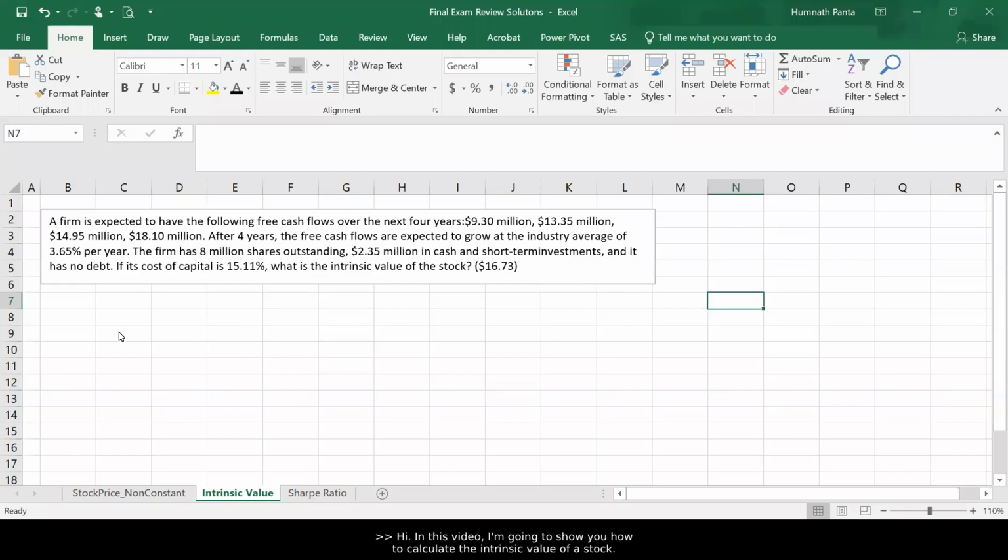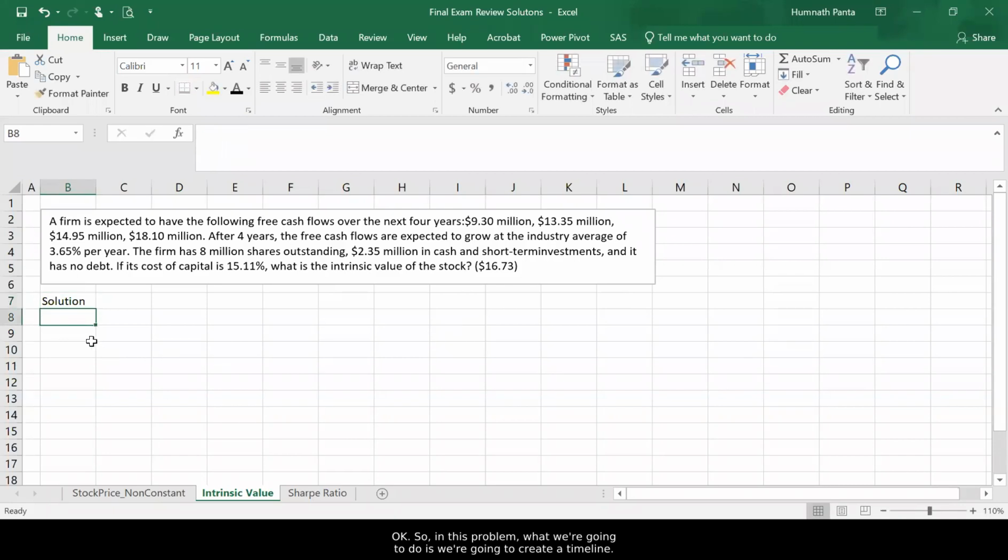Hi, in this video, I'm going to show you how to calculate the intrinsic value of a stock. This is a problem in which free cash flow is given, and you have the constant growth rate after certain years, and you have the cost of capital and some other information. So let me start solving this problem.